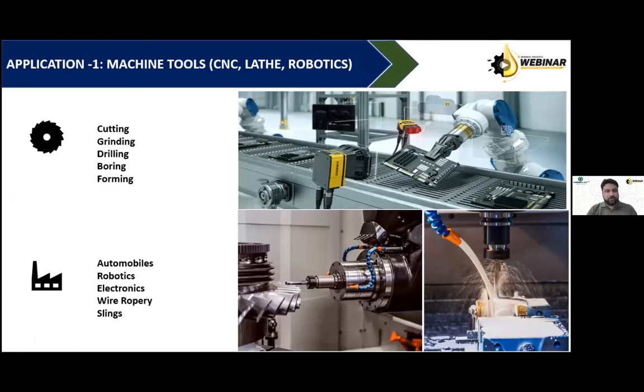The first one is machine tool applications, where we have various CNC equipment, lathe machines, and various robotic applications. Hydraulics finds a way into all of these. In the picture and text mentioned there, we have cutting, grinding, drilling, boring, and forming. These are the various applications of CNC tools in the industry. It can be for the automobile industry, the robotic industry, the electronic industry, or the wire industry.